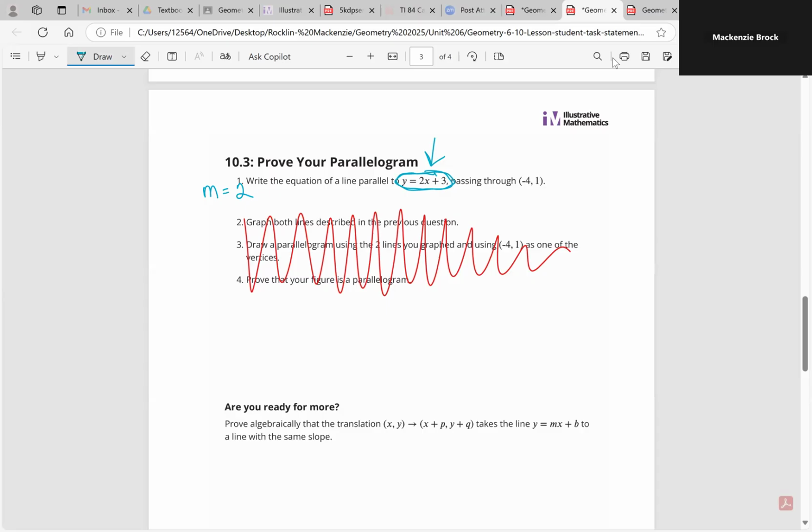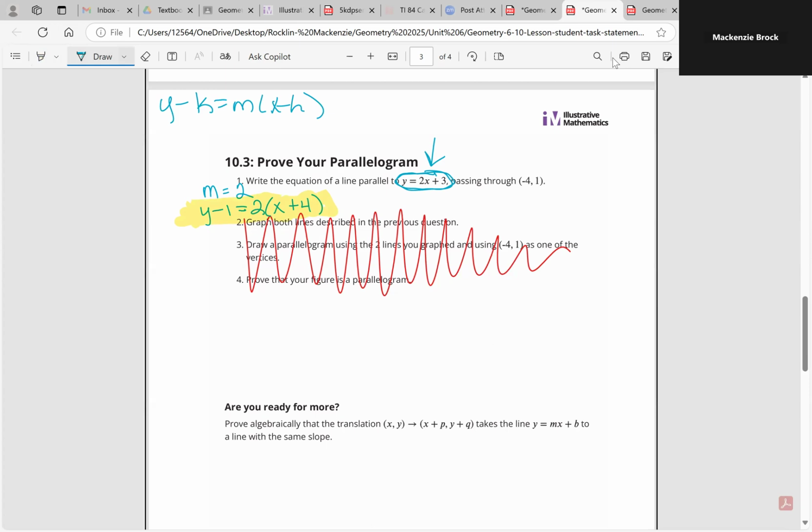Okay, so I'm going to show you two ways to write this. If I want to write it in point slope form, which remember is y minus k equals m times x minus h, then my equation would be y minus 1 is equal to 2 times x minus -4, which would give me x plus 4. So this is one option. I could stop here. This could be my point slope form. But in case you get a problem that asks for slope intercept form, which is y equals mx plus b, I'm going to show you how to do that.